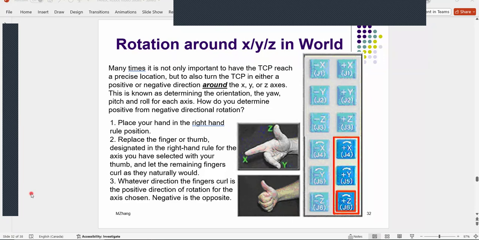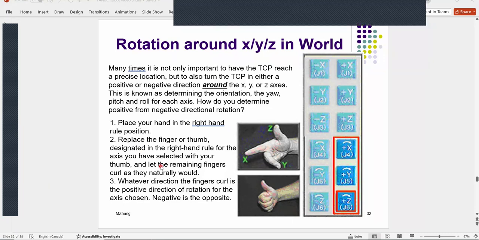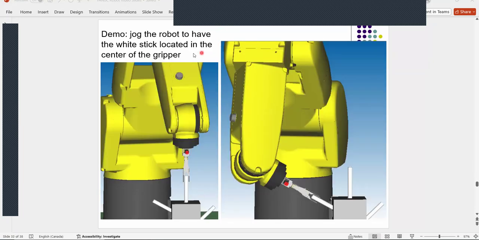All right. In this video, I'd like to talk about the rotation around XYZ in the world coordinate. This is the slide from the previous lecture. You can pause the video if you need a review. What I'm going to demonstrate is that we will jog the robot to have the white stick located in the center of the gripper, right? We did some exercise in the lab before, but now we need to improve on that.